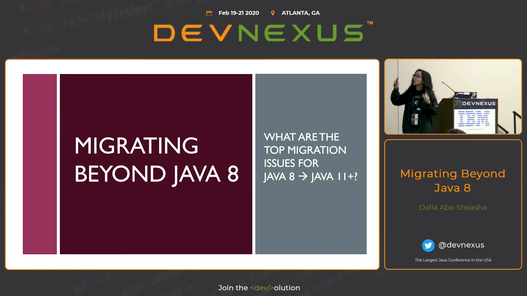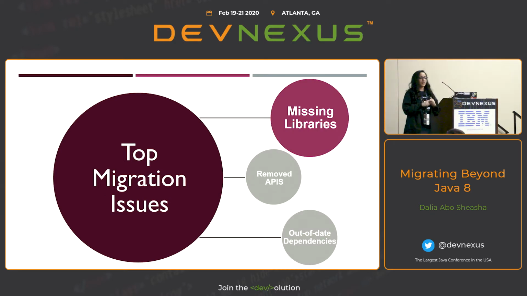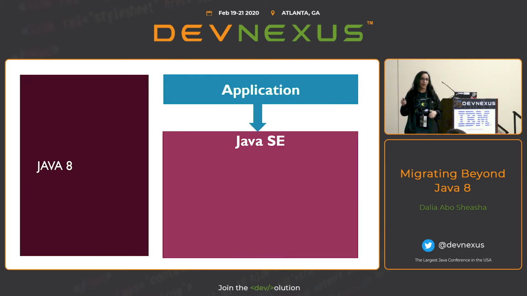So, all right. We talked about where we're going. So we're going to Java 11 or later. What are the biggest migration issues I should be expecting? So in my experience, I've noticed that there's 3 categories. The first category is missing libraries. Missing libraries means that your application was dependent on some libraries being there in Java SE and they are no longer there. So let's dive into that.